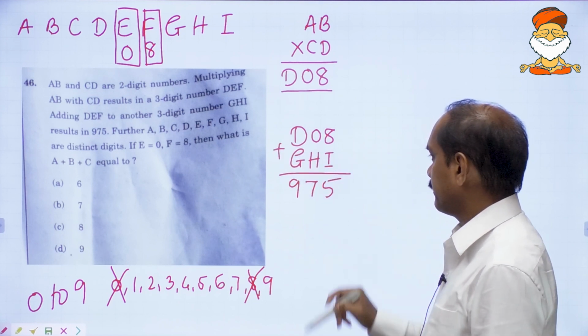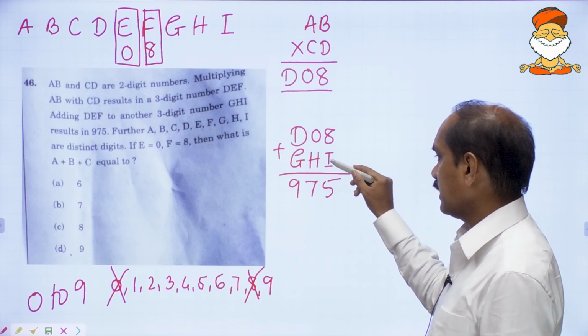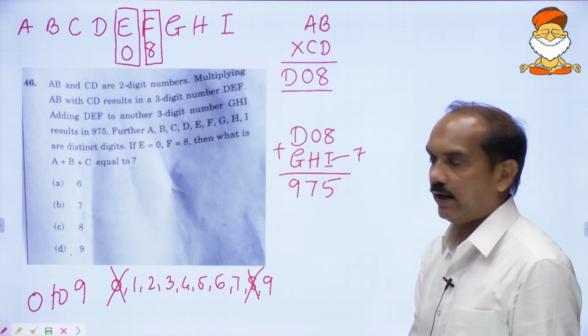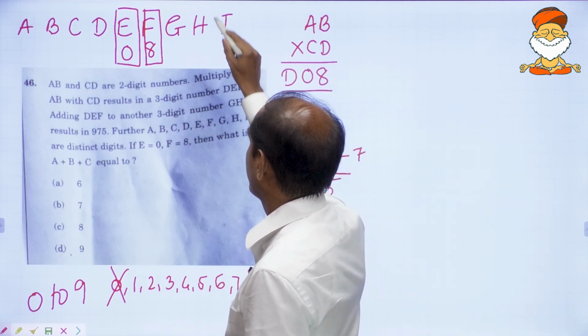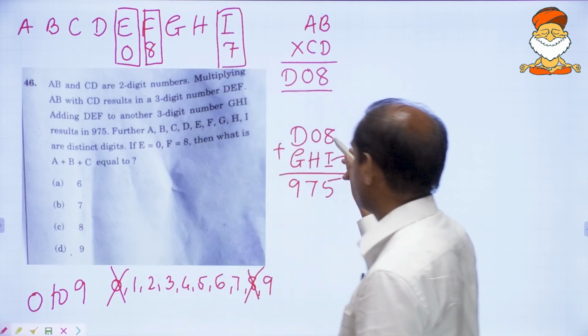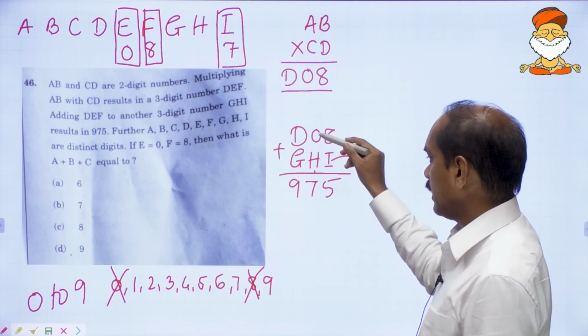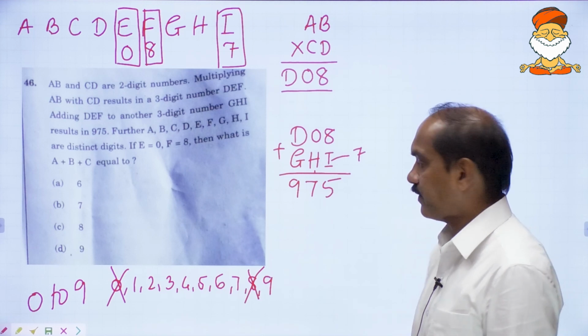Here is addition. 8 has become 5. This only goes to say that I must be 7, because 8 plus 7 is 15. So I is confirmed now, it is 7. 8 plus 7 is 15. Carry 1. 0 plus 1 is 1. And this must be 6, only then you can expect 7.